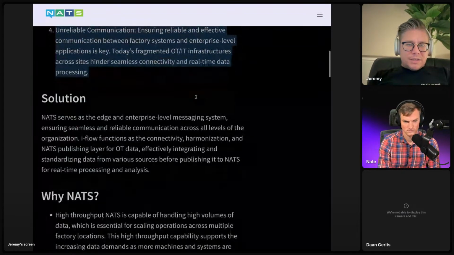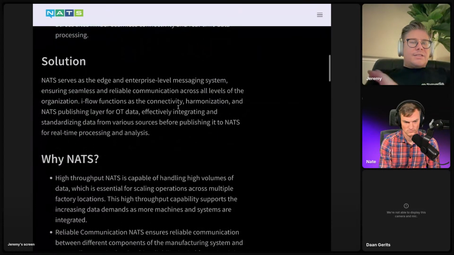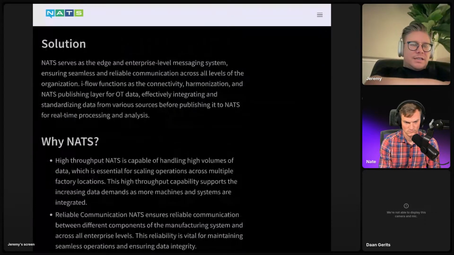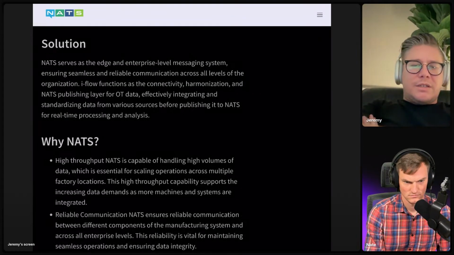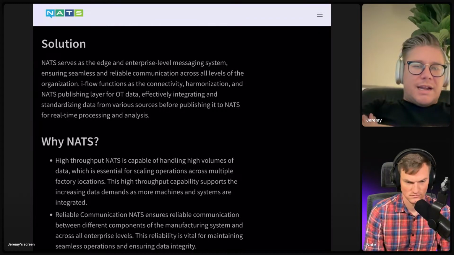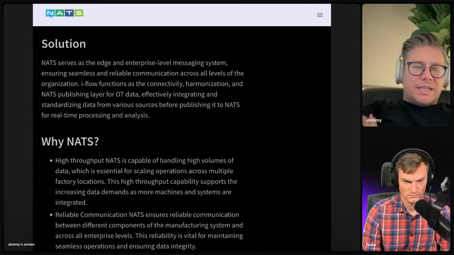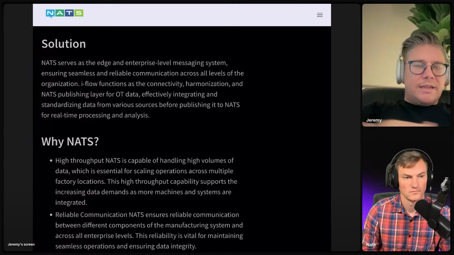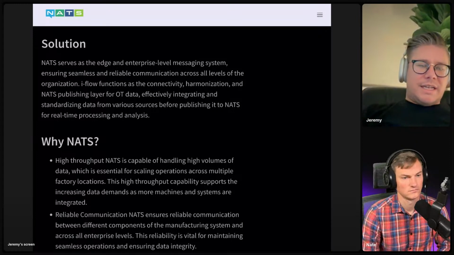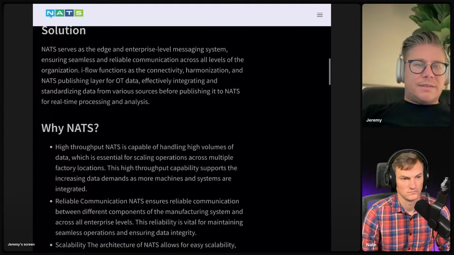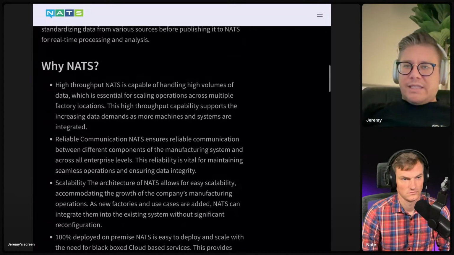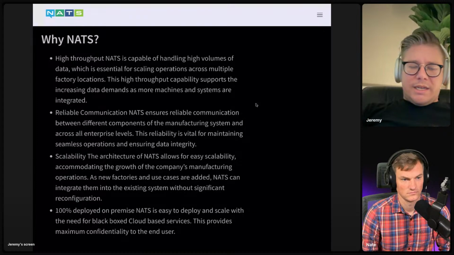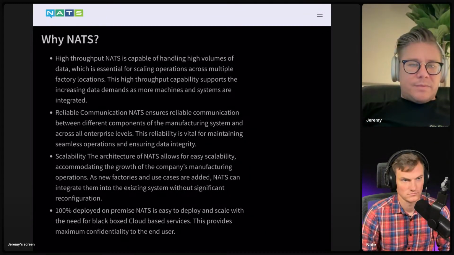Okay, so what's the solution? NATS serves as the edge and enterprise level messaging system, ensuring seamless and reliable communication across all levels of the organization. iFlow functions as the connectivity, harmonization, and NATS publishing layer for OT data. Oh, that's super cool. Effectively integrating and standardizing data from various sources before publishing it to NATS for real-time processing and analysis. Okay, so for this use case, for factory floors, why NATS?